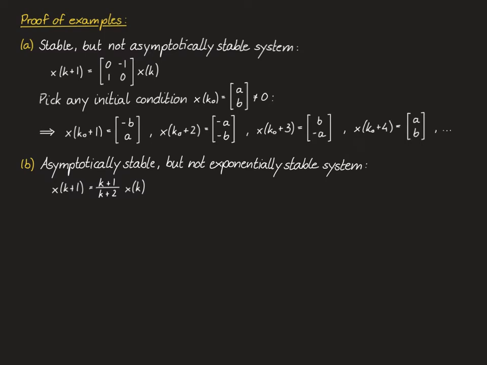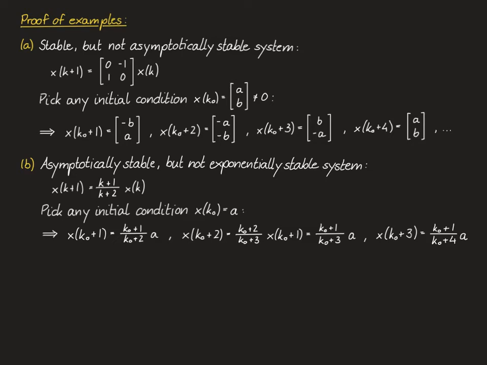In case B, let's prove that this system is asymptotically stable but not exponentially stable. To this end, pick again any initial condition x of k naught equal to a, and then observe that x of k naught plus 1 is given by k naught plus 1 divided by k naught plus 2 times a. X of k naught plus 2 is then given by k naught plus 2 divided by k naught plus 3 times x of k naught plus 1, where we can now substitute x of k0 plus 1, and the k0 plus 2 cancels out, and we obtain that x of k0 plus 2 is equal to k0 plus 1 divided by k0 plus 3 times a.